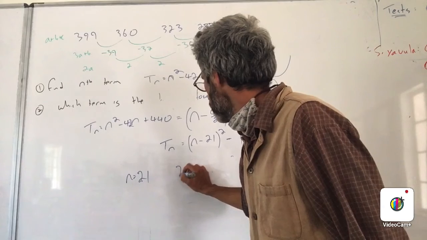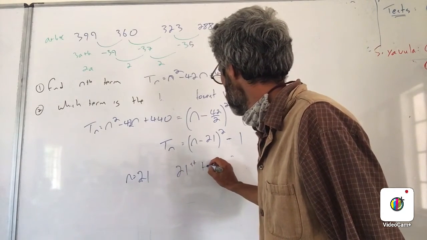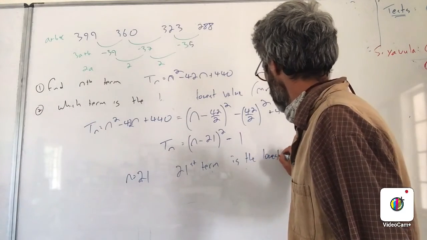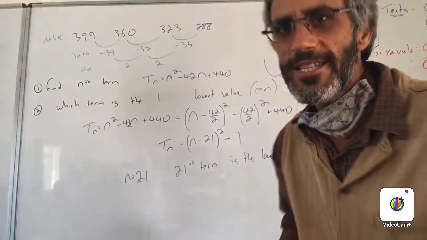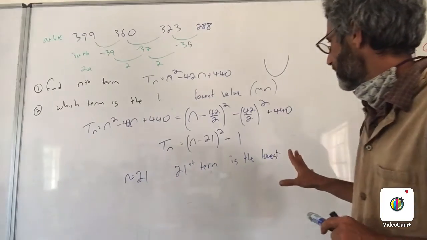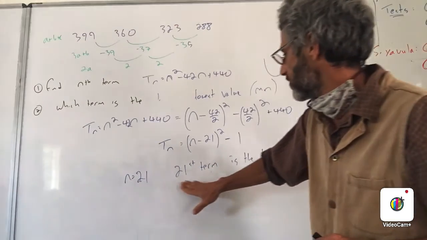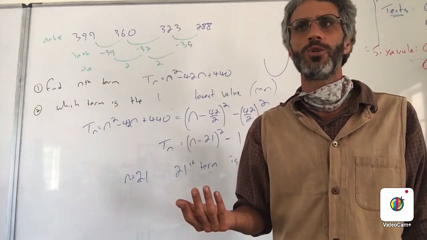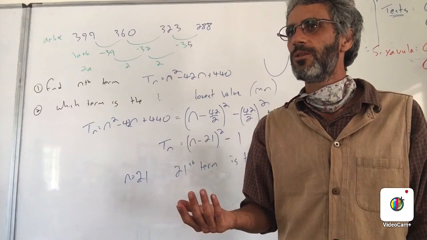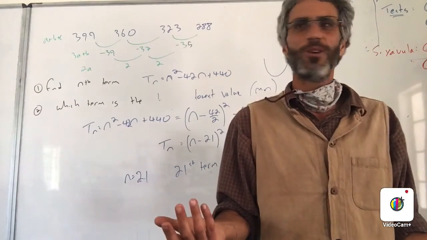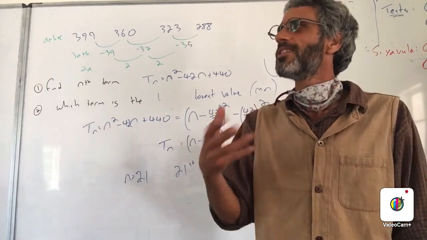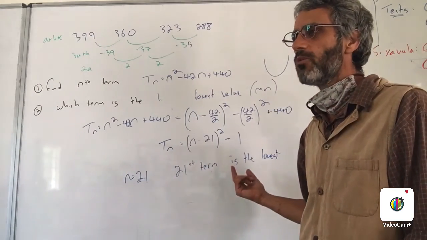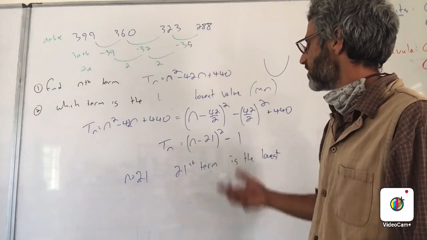That 21st term is your lowest. That's the answer. Let's pause. They didn't ask us this question. They only asked us which term is the lowest, and the answer is 21. But maybe, what other question could they ask you now? What is actually the lowest term? What is the value of the lowest term? For n equals 21, what is the lowest term?